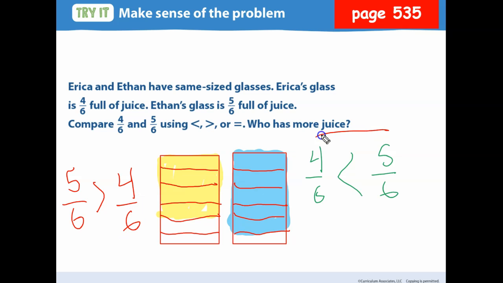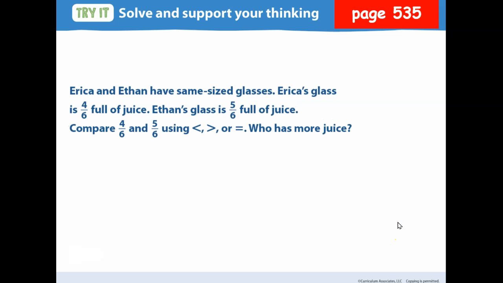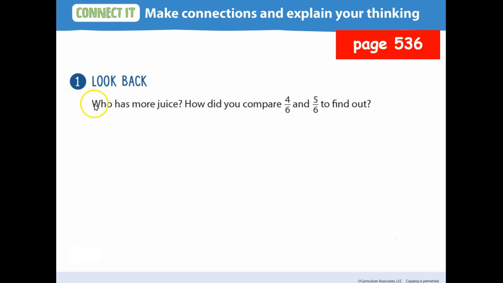Okay, but if I have it like this, it's the other way around, right? 4/6 is less than 5/6. Either way, who has more juice again? Ethan does. All right, let's move on. So look back, who has more juice again? Ethan. How did you compare 4/6 and 5/6 to find out?